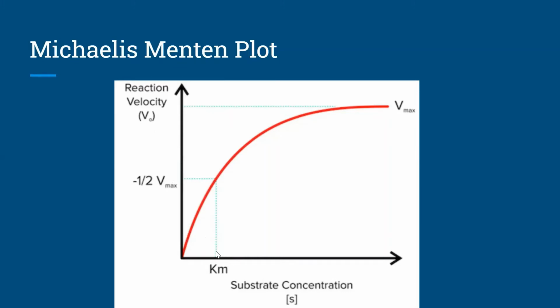And you can see as Km goes more to the right, more substrate concentration is needed to reach half of Vmax. So the enzyme will have lower affinity for the substrate, while if the Km is to the left of this Km on the chart, less substrate concentration is needed to reach half of Vmax. So it has a higher affinity for the substrate.